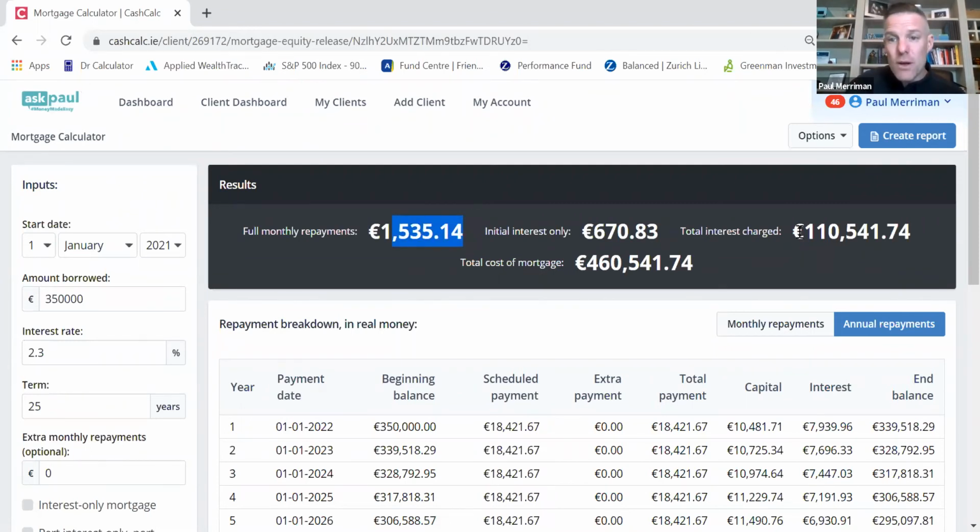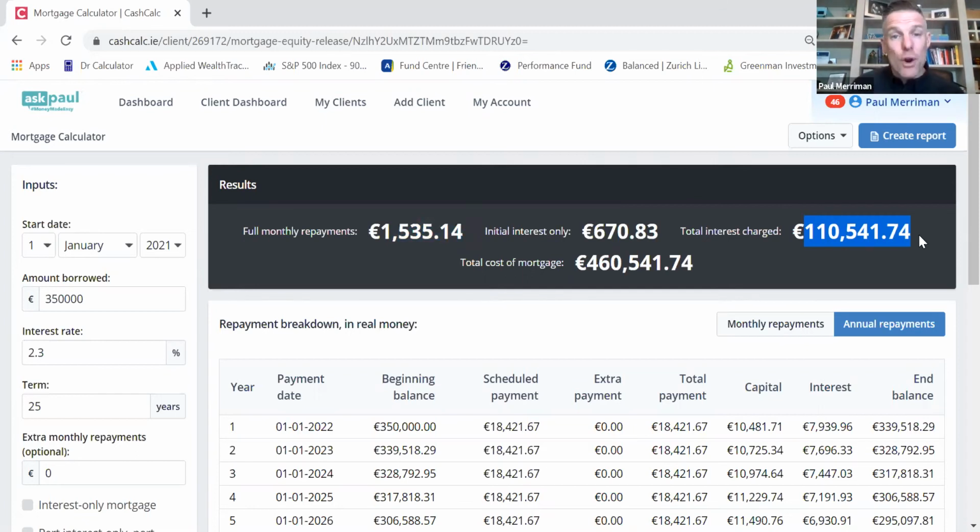But let's look at the interest over here, 110,000 of interest. So remember, we started the interest rate at 215 grand. So there's 105,000 euro in the interest. Now, obviously the interest rate is 2.3 fixed for 2 years.